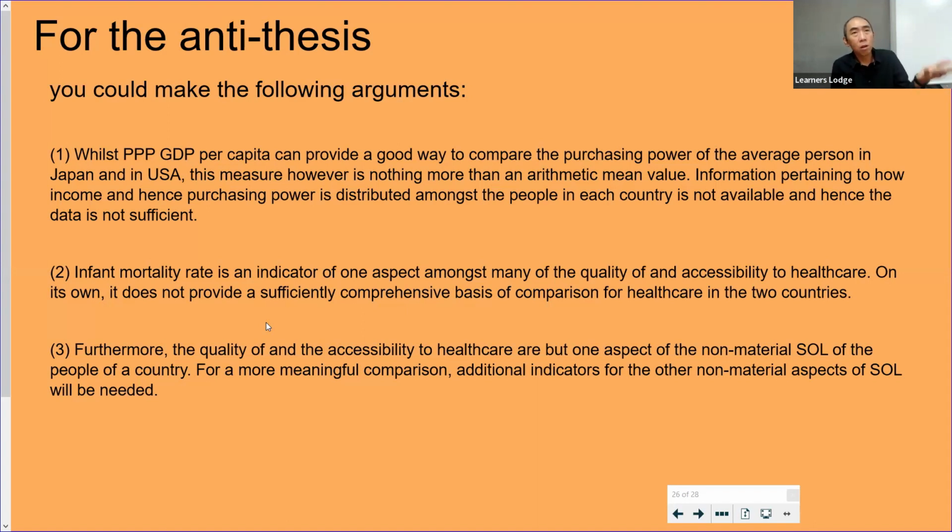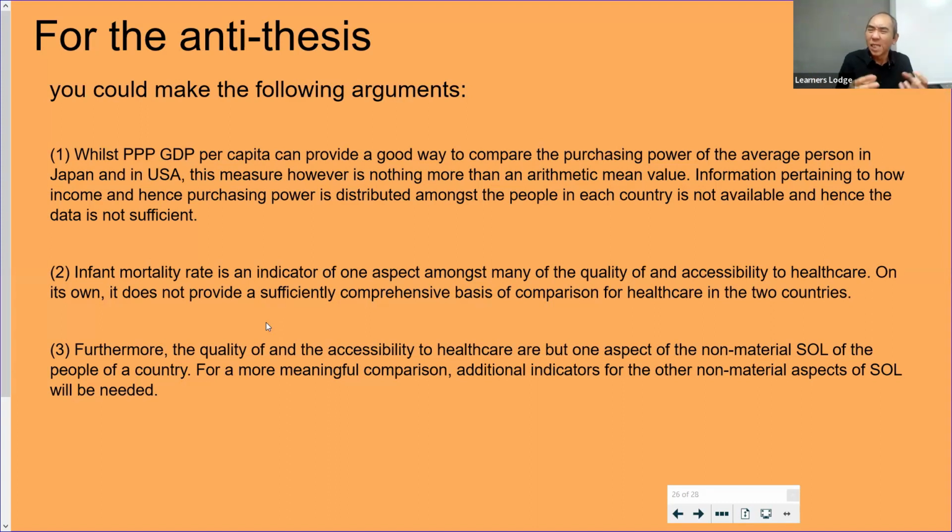Maybe Japan was doing a lot better than America in terms of infant mortality rate. But what about life expectancy, right? What about number of hospital beds or number of ICU beds per 10,000 people? How about the doctor to patient ratio in the country? That could also reflect accessibility to healthcare. How about affordability? So there are many aspects of quality of and accessibility to healthcare that are not comparable given the information. All we have was one outcome indicator, healthcare outcomes pertaining to infant mortality only, right?